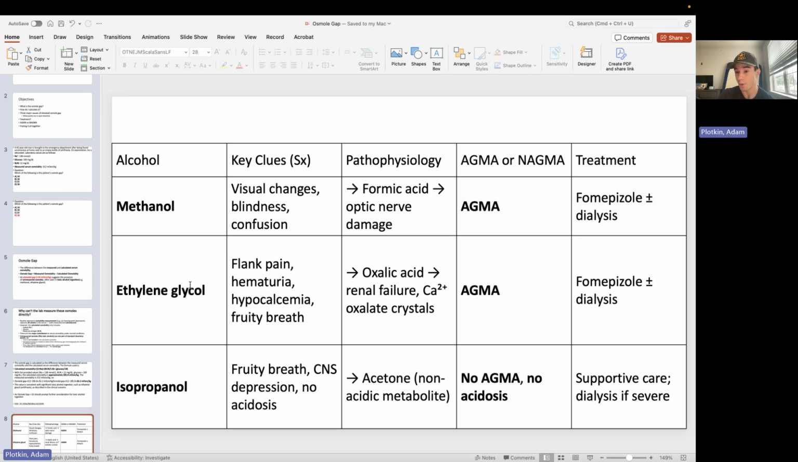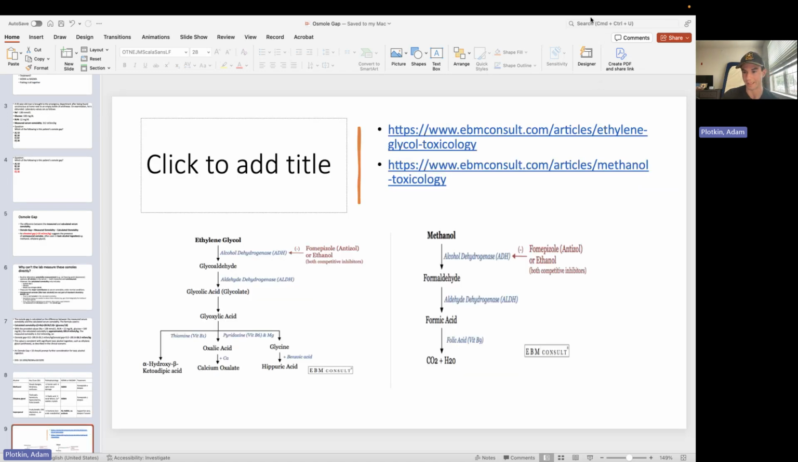Again, if it's isopropanol, they will have the elevated osmole gap, but you'll calculate the anion gap, which I'm going to teach you in a second, and their anion gap's not going to be elevated. And that's when you're like, oh, it's isopropanol. All right, hopefully that makes sense, and we'll keep breaking it down further.